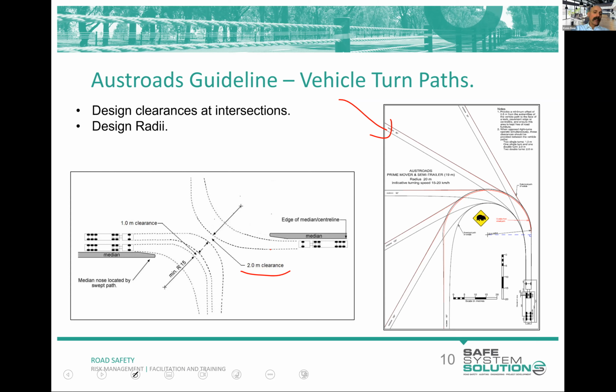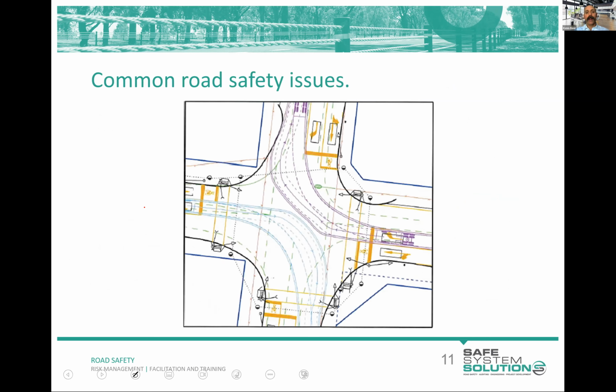You want to ensure that clearance there. So 2 meters if you've got multiple turns, and it's 1 meter between those. And here's an example where they've got that clearance. So it's only 1 vehicle turning in each direction, and they've got the minimum clearance there.